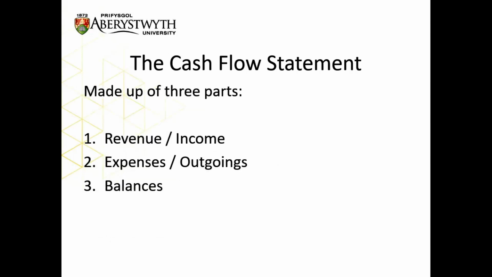So the cash flow statement is made up of three parts. Firstly, the revenue or income. This is often seen as sales. The second, the expenses or outgoings. So these could include salaries, admin expenses, rent, rates, etc. And the balances. So we'd have an opening balance for the start of the period and a closing balance at the end.